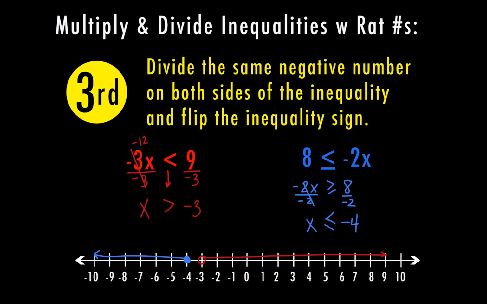So in this situation, let's just find one of these numbers here. Let's find a negative 5. 2 times negative 5 is 10. And 10 is greater than or equal to 8, which is what I started with.